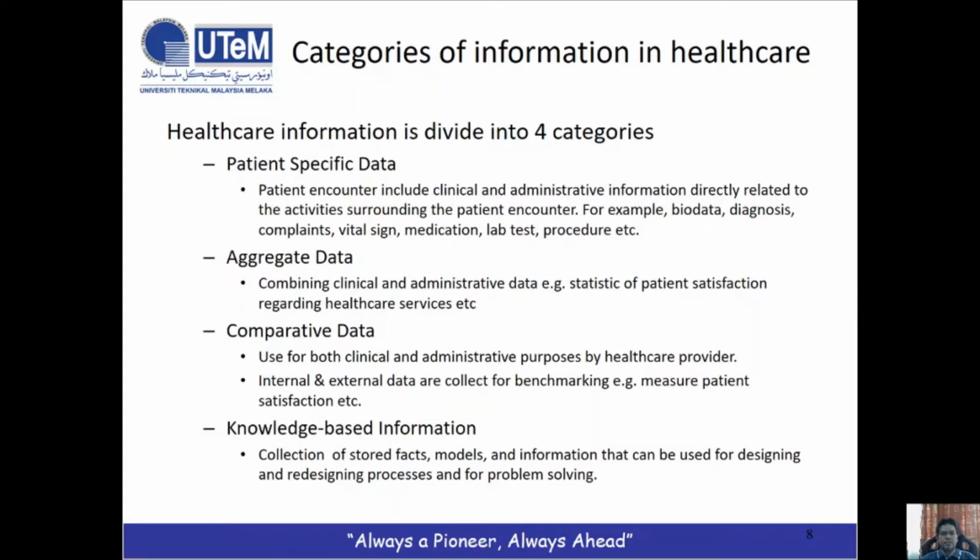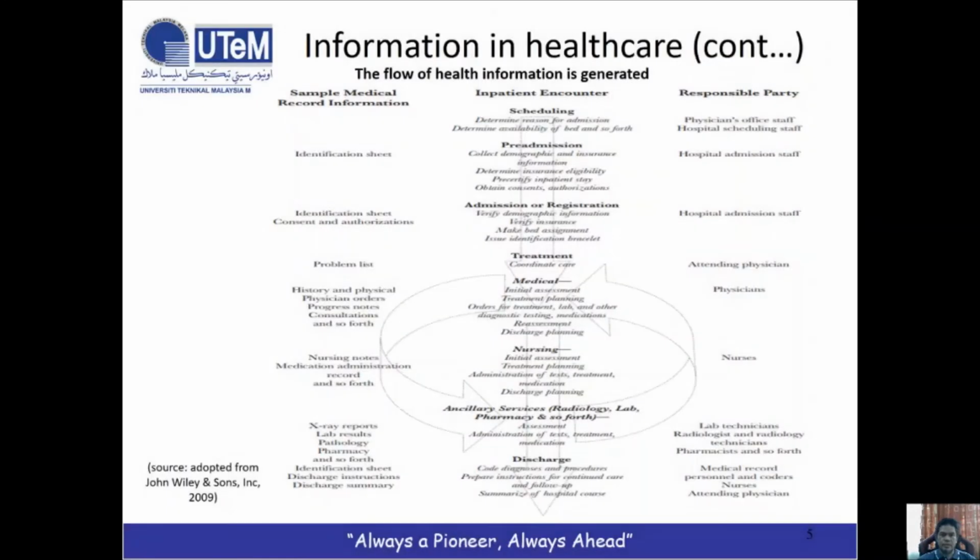So first is patient-specific data. A patient encounter includes clinical and administrative information. That means this is raw data that comes from the patient, like the example I showed you. When you go to a clinic, hospital, or healthcare organization, the data or information is generated from that specific patient.